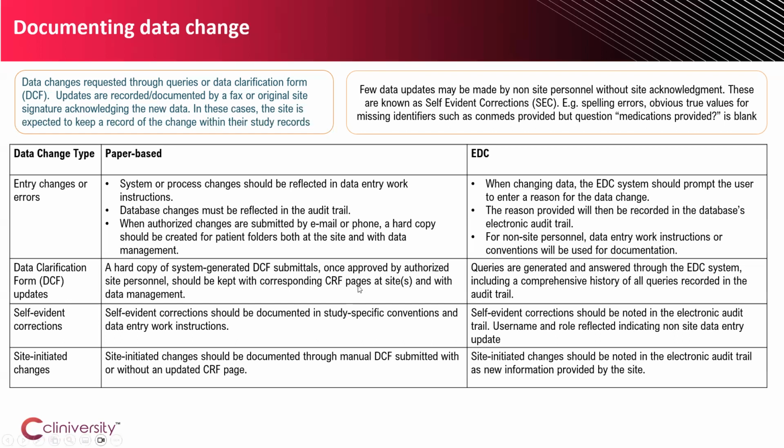Now, the different types of data changes that can happen in a paper-based and an EDC study. Entry changes or errors that can happen in a paper-based study are system or process changes. They will be reflected in the data entry work instruction. Then changes will be reflected in the audit trail. And authorized changes are submitted by email and or phone. A hard copy has to be created for patient folders, both at the site and data management. So all the changes should be a part of our study file.